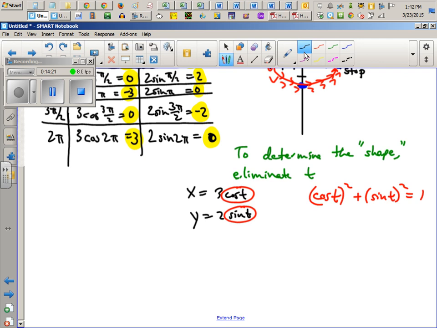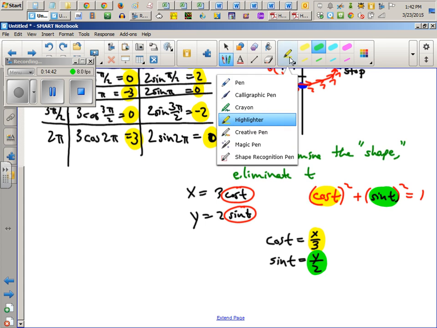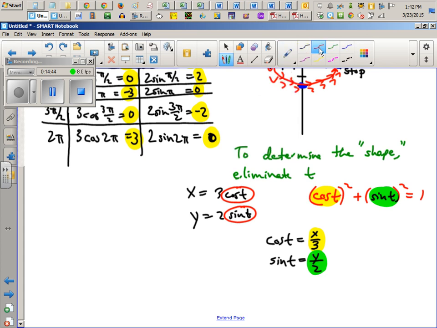Okay, so we're going to isolate cosine t in the first equation. Why don't you go and do that? Cosine t is x over 3. And we'll isolate sine t in the other equation. Sine t is y over 2. And we'll substitute those into these spots, like that. So it reads like this: x squared over 9 plus y squared over 4 equals 1. Sure enough, as Hunter suggested, it's an ellipse. And we know which equation it is, too.